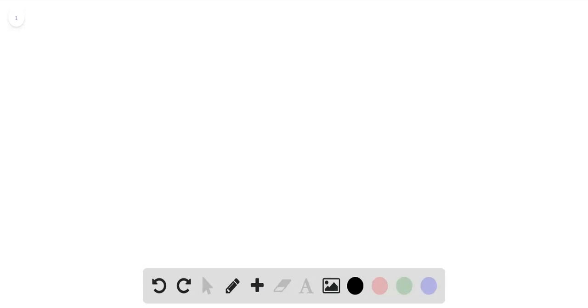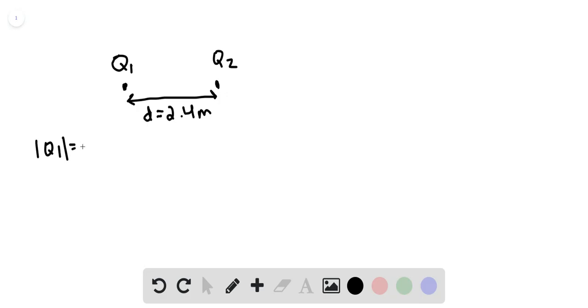Okay, so for this problem, we have two charges. One's at the origin. I'll call this Q1, and then another one is over here, 2.4 meters away. So I'll call this distance D, and it has a value of 2.4 meters, and then Q2. And then the magnitude of Q1 is 2.5 times 10 to the minus 5 coulombs.